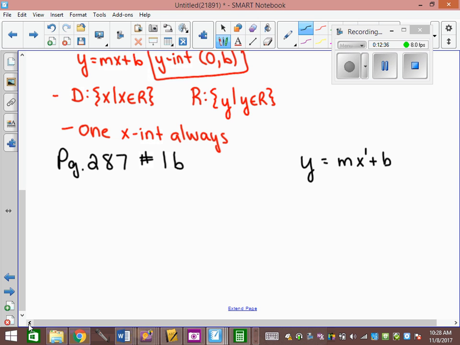Okay? So if we look at b, b is g of x equals negative 2 over 3 x plus 10. What's the largest exponent in this equation? It's a 1. So what degree is it, guys? 1.